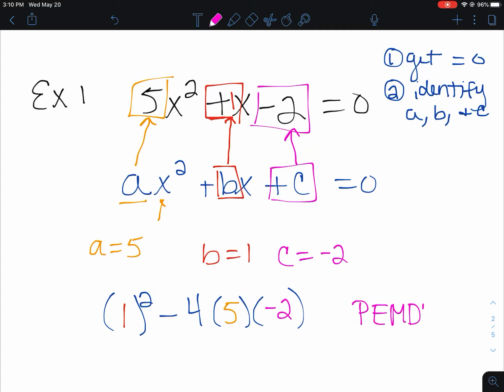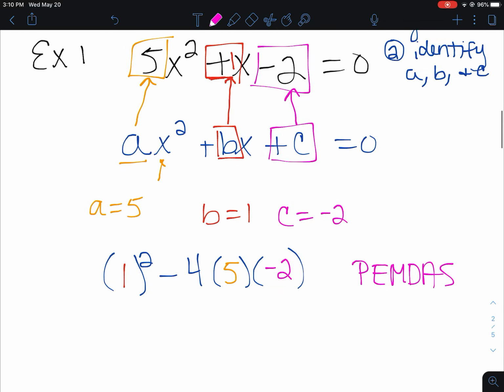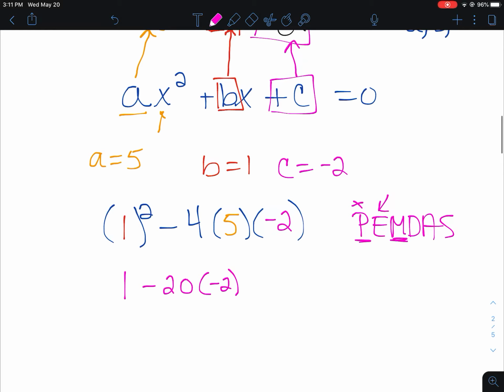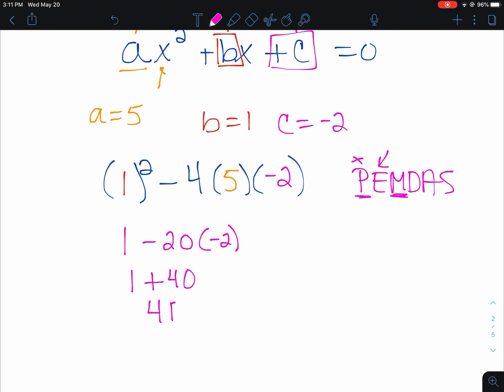And then we're going to simplify using PEMDAS, right? So for b squared, we're doing the exponent first. There's nothing to do inside of parentheses, so I don't have to worry about that. So in my exponent, 1 squared is going to be 1. Remember, anything that comes out of what's being squared is always positive. And then I'm going to do my multiplication, that's all this is here, from left to right, okay? So negative 4 times 5 is negative 20. And then negative 20 times negative 2 is positive 40. And 1 plus 40 is 41.